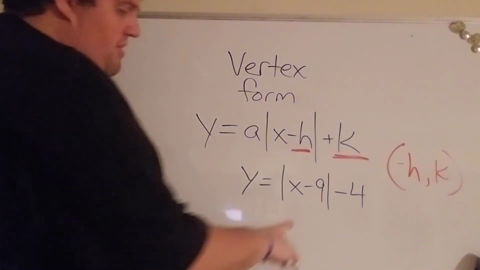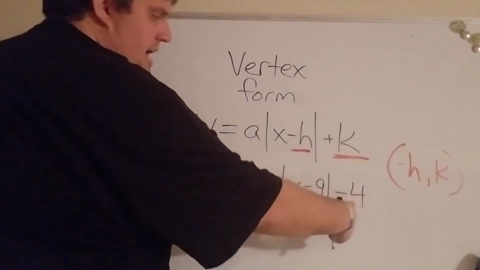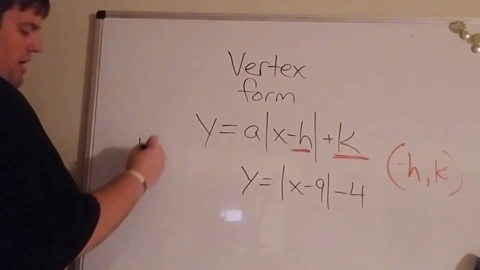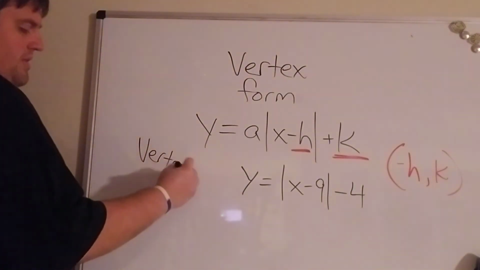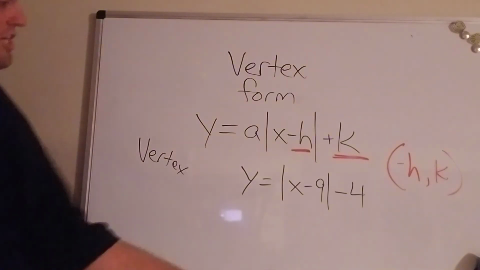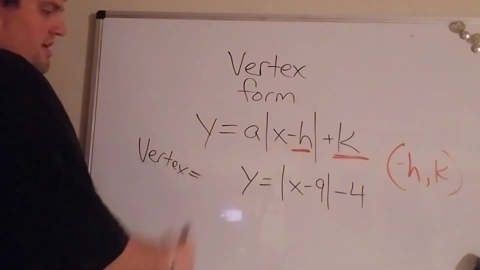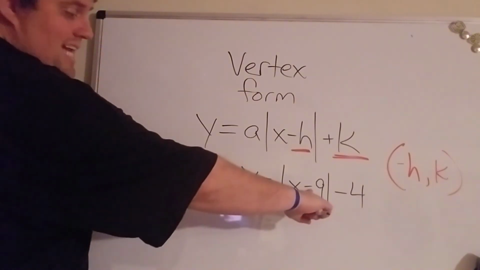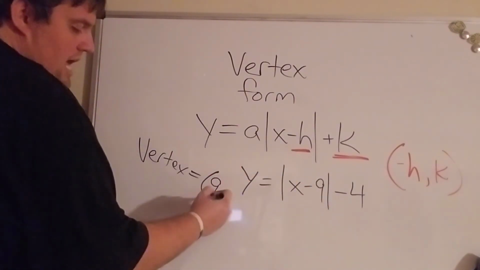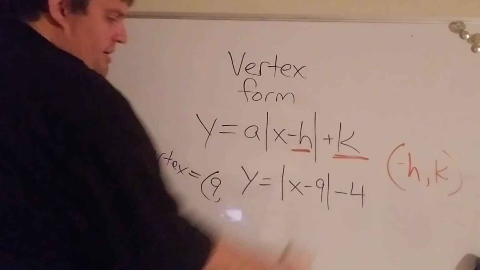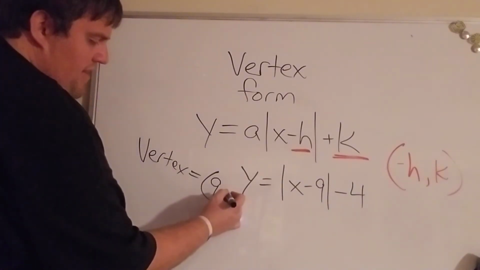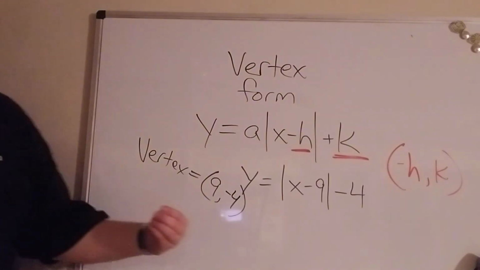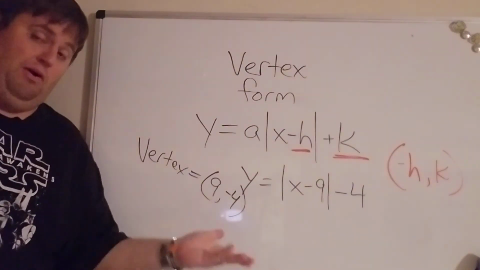And notice I have those numbers, right? -9, and I have a -4 on the outside. Because it's written in this way, it's kind of like slope-intercept form. Vertex form just tells me the vertex. So my vertex here, I look on the inside, that's the x value, but it's the opposite sign, 9. And I look out here, and that would be the y value, -4. And so this thing is going to have a vertex at 9, -4.